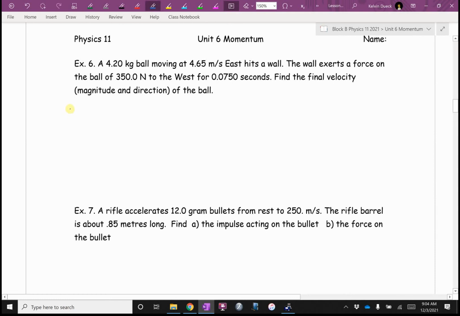Impulse equals impulse. For, you know what, just to mess with you, I'm going to go mv final minus mv initial equals force times time, because you should be comfortable with these things on either side of the equal sign. I don't care which way you write it, but I noticed I've been putting the F on the left every time. Let's put it on the right, just for giggles.